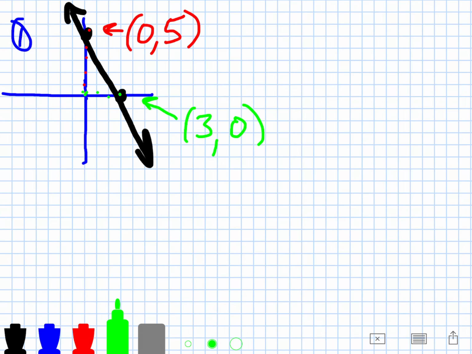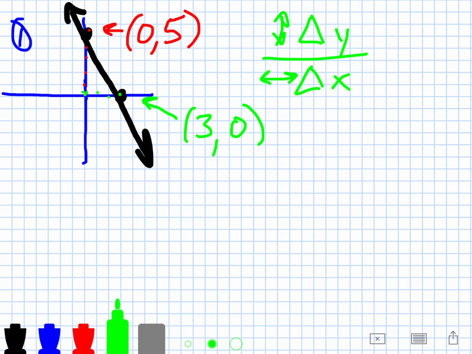How can we figure out the slope of the line? Well, slope is simply the change in the y, how far it goes up and down, over the change in the x. How far does it go side to side, right? So two different ways to do this. But the way that I recommend is just by counting.